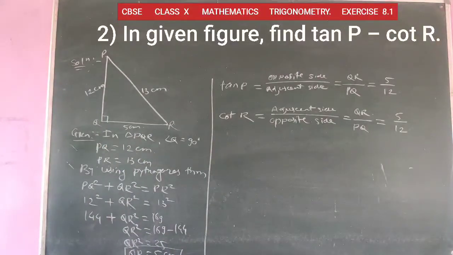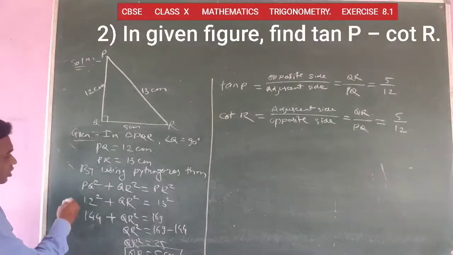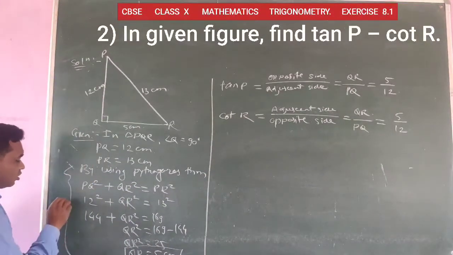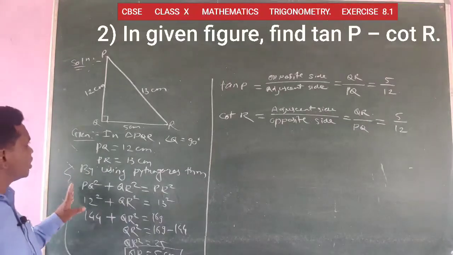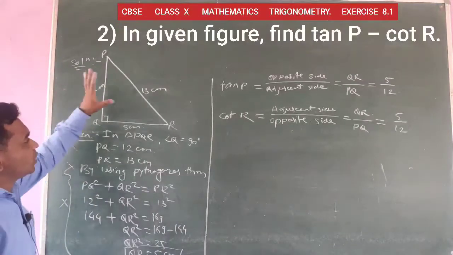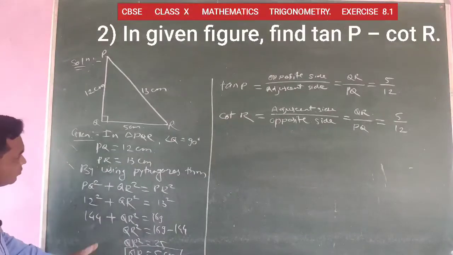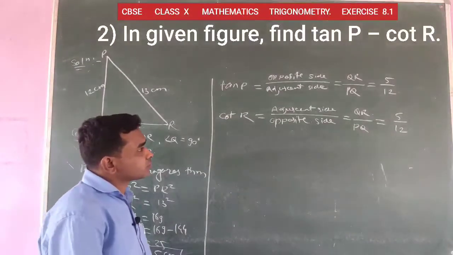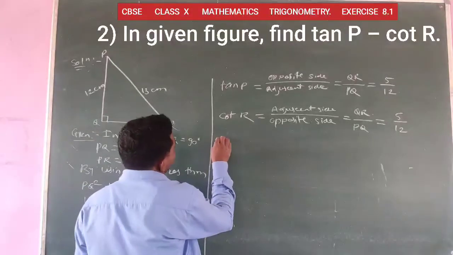Means if we have to find out the tan and cot ratios, there is no need to find the third side. But for practice, we already calculated this value. For this example, there is no need to find the length of the hypotenuse. So cot R is 5 upon 12.